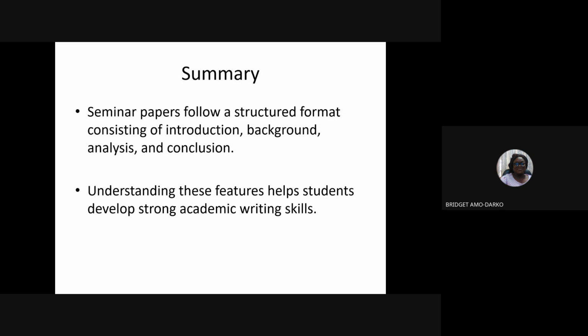Okay. Seminar papers follow a structured format consisting of what? Introduction, background, analysis, and conclusion. Understanding these features helps to develop academic writing skills. These are also the characteristics that you inculcate in developing your thesis papers or your project works.